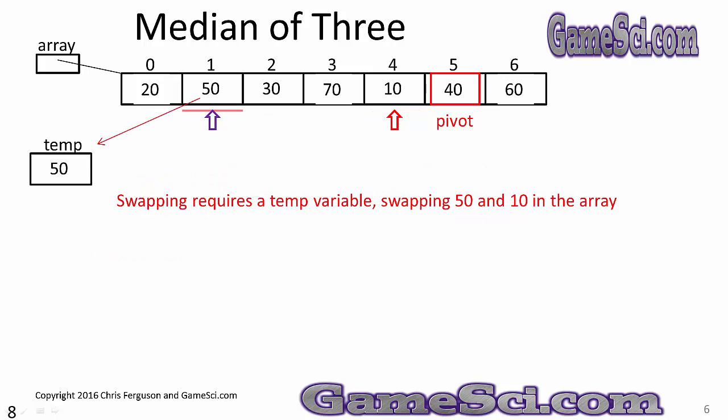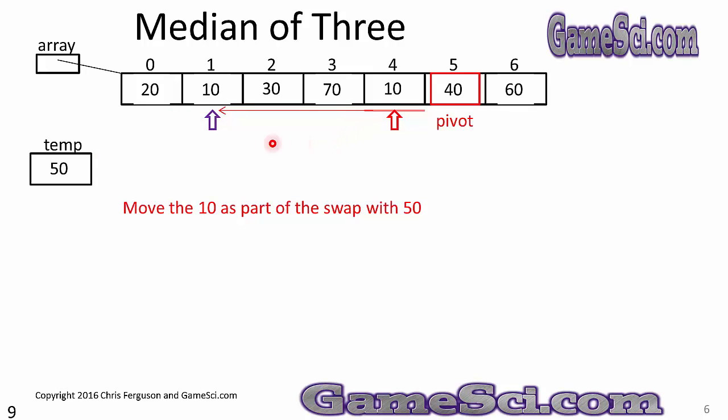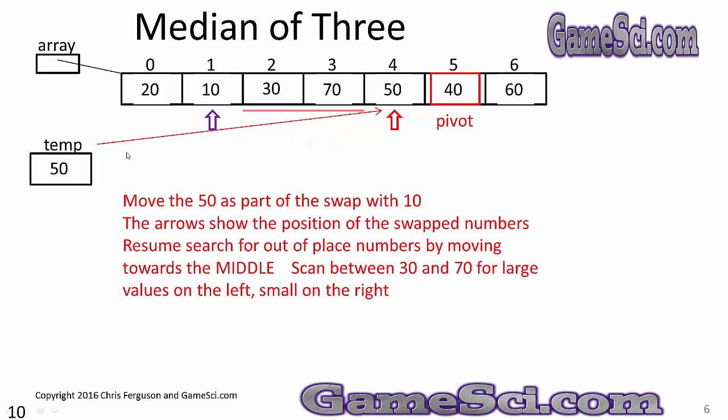Swapping requires a temp variable. The 50 will move and be safely stored in temp. 10 then shifts over to where the 50 was. To complete the swap, move 50 to the position of where 10 was. The arrows show the position of the swap numbers.